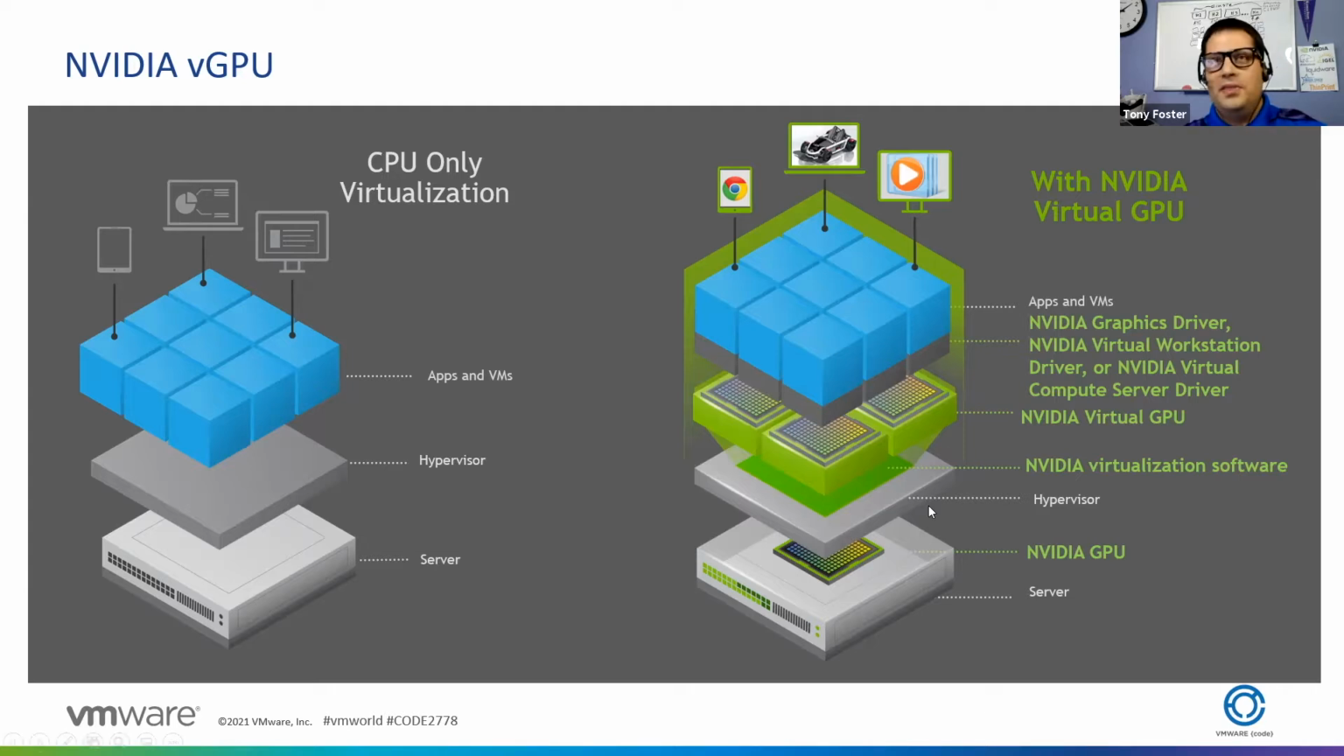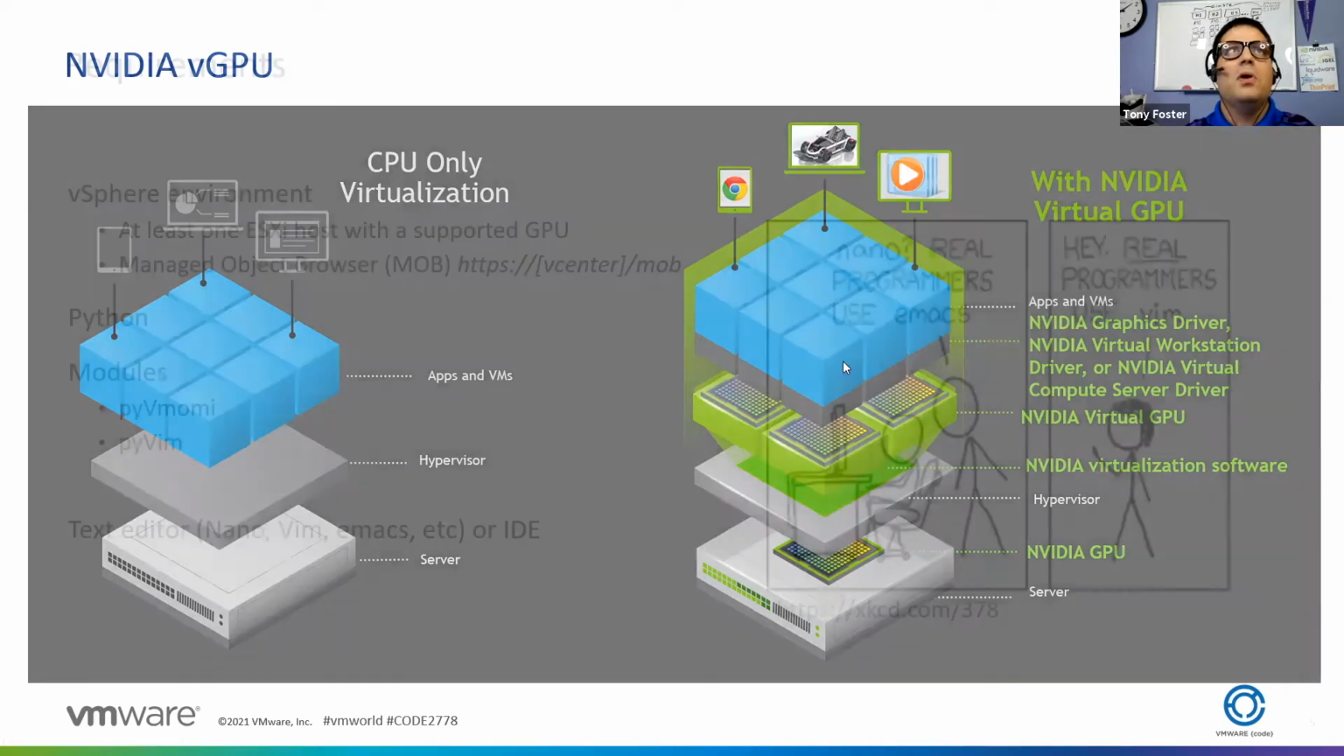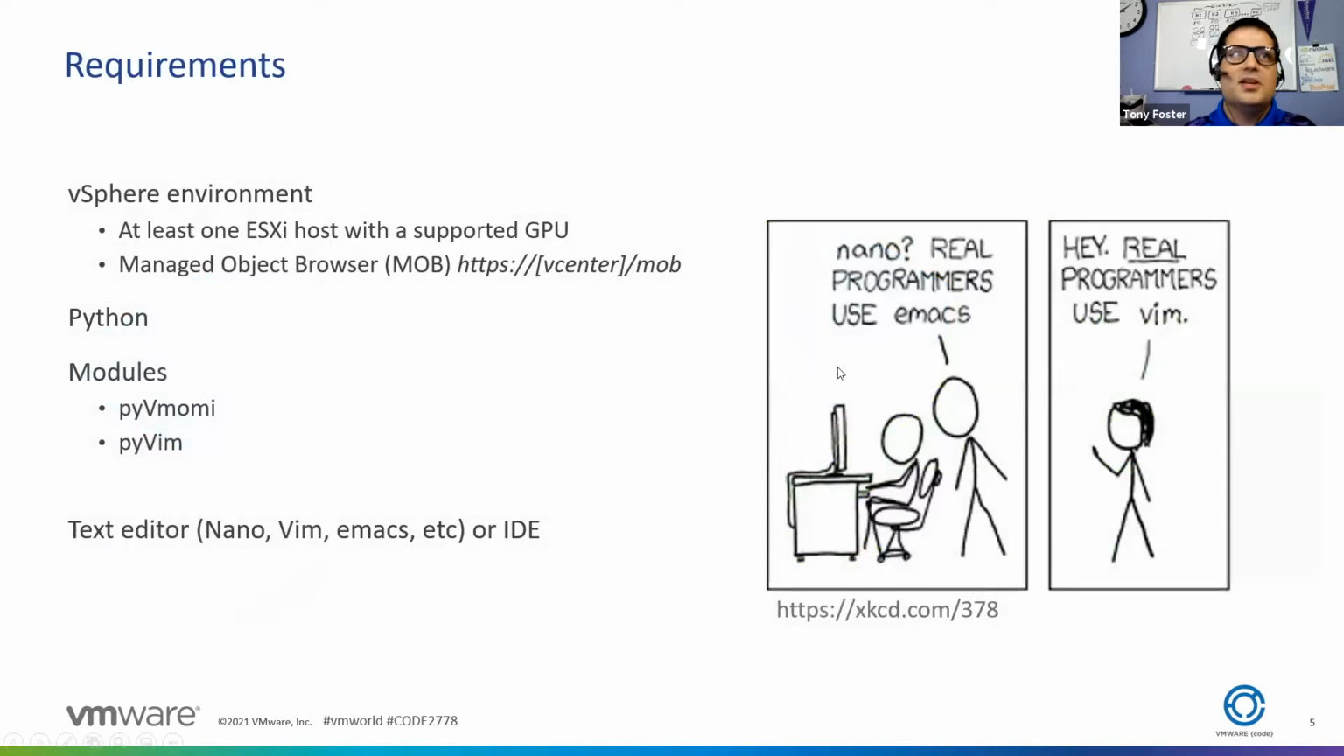So with an explanation about what vGPUs are, let's talk about some of the requirements to do all of this. Obviously, we're programming in Python, so you're going to need Python. And you're also going to need a vSphere environment with at least one ESXi host that has a GPU in it.